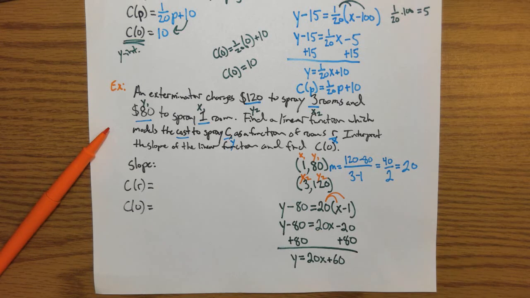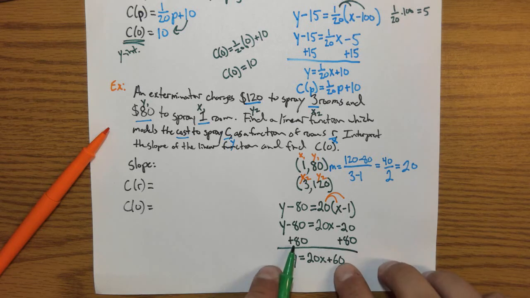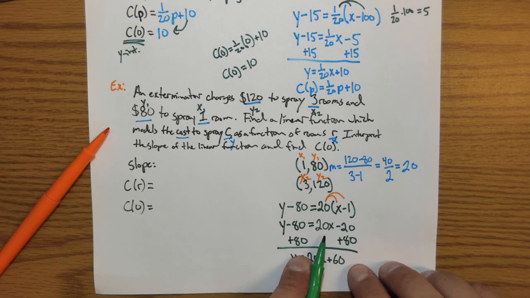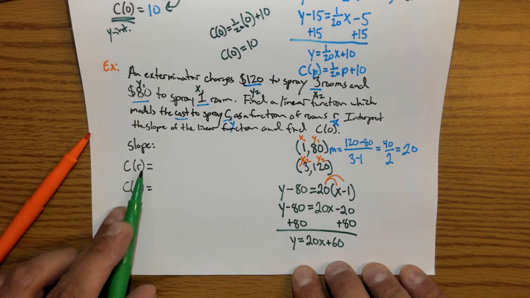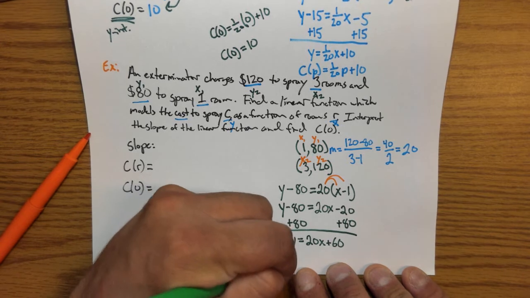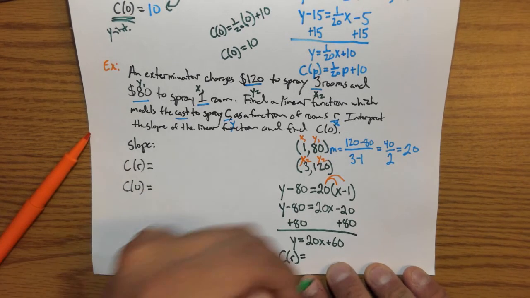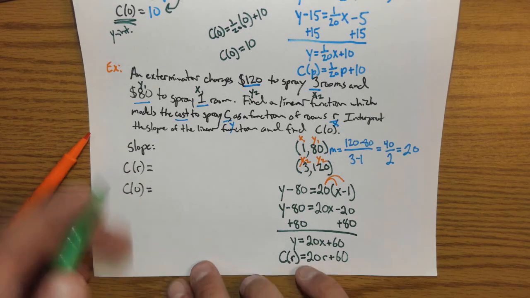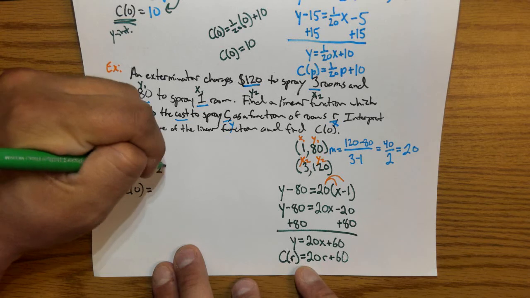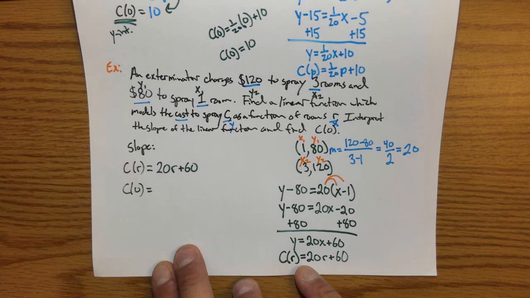Awesome. And you might be wondering, I don't know if you are, but you might be. When we add 80, why don't we add it to 20x? Well, remember, we can only add like terms together, and because this does not have an x, we can't add it to the x. We have to add it to the constant, because they're both constants. All right, so then to rewrite this in C of R form, y is C of R equals 20R plus 60. All right, so that's our function. We have 20R plus 60.